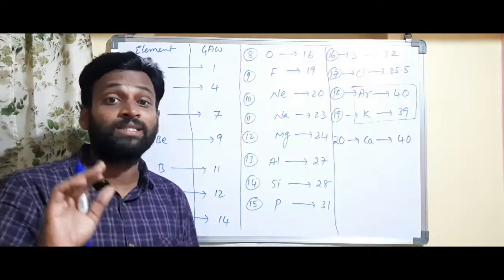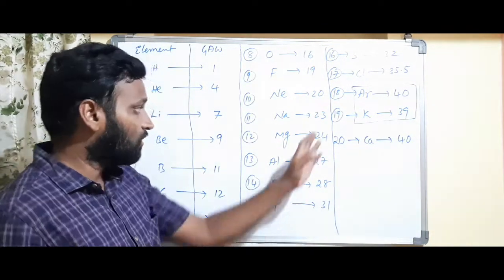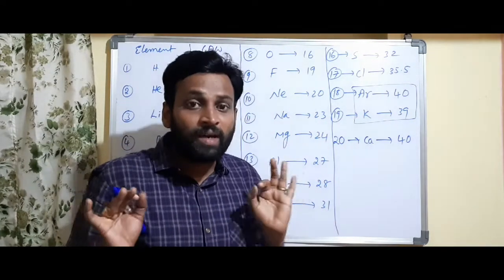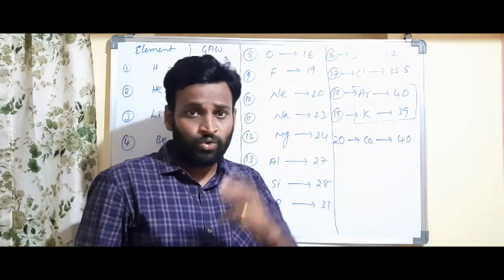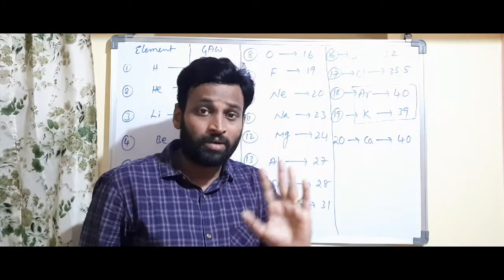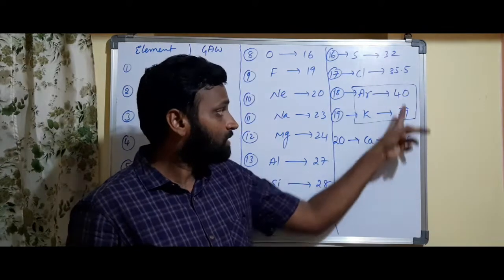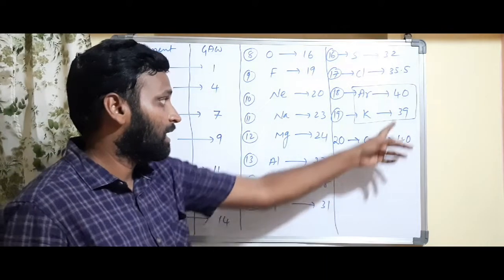Atomic mass of a few elements can be the same, but atomic number can never be the same. Atomic number will be particular for a particular atom. Two elements cannot have the same atomic number, but two elements can have the same mass, what we call atomic mass.